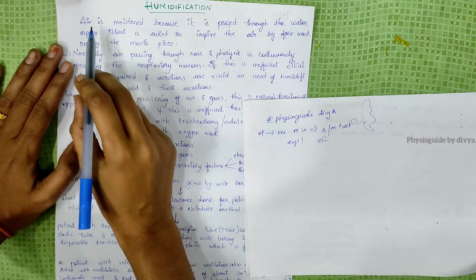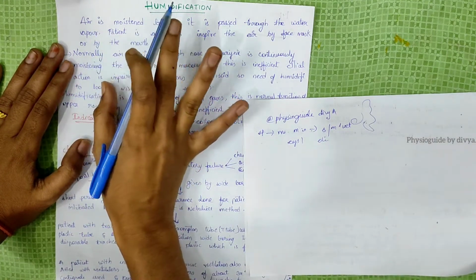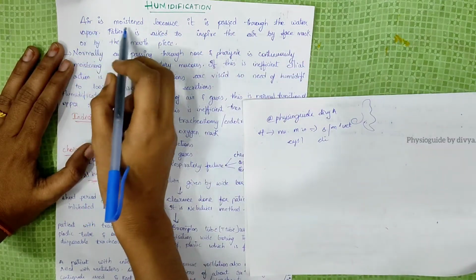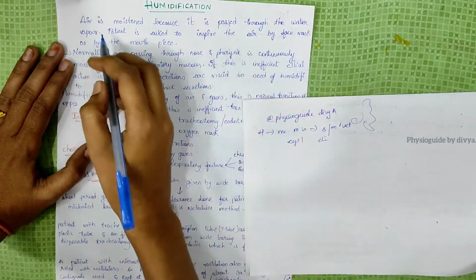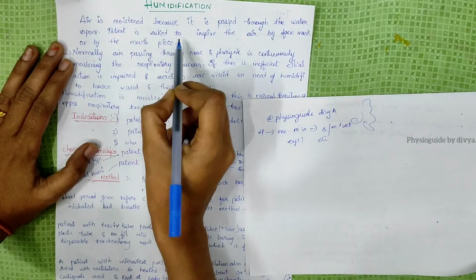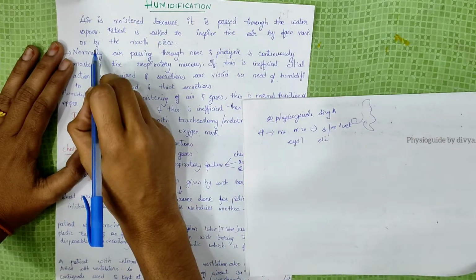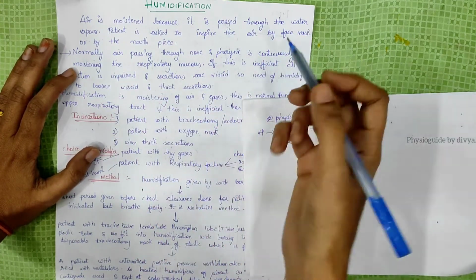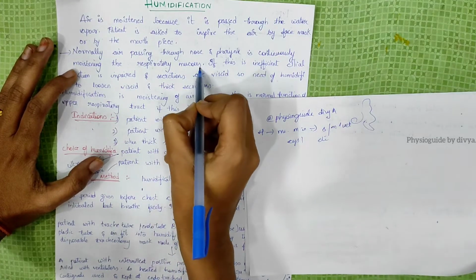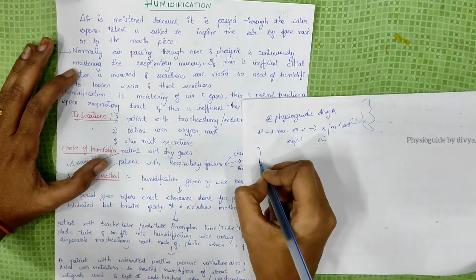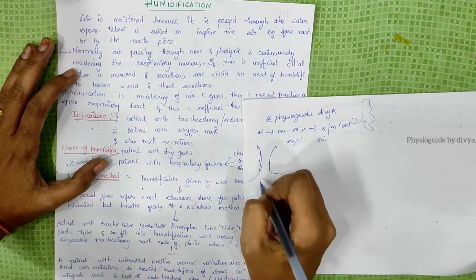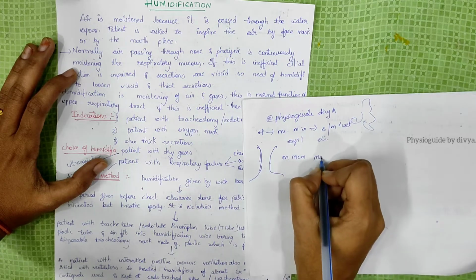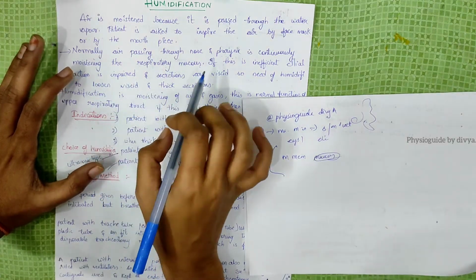Now we'll read the definition. Air is moistured, slightly wet, because it is passed through water vapor, the gas phase of water. The patient is asked to inspire the air by face mask or by mouthpiece. Normally, air passing through the nose and pharynx continuously moisturizes the respiratory mucus. Respiratory mucus means the respiratory tract is lined with a mucous membrane that secretes mucus, so it is moistured.